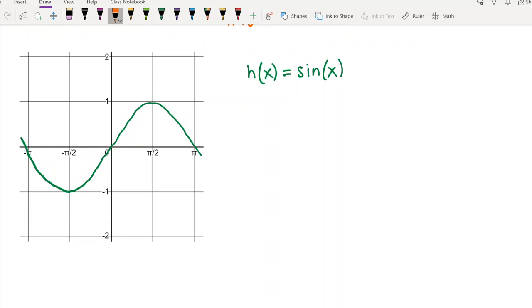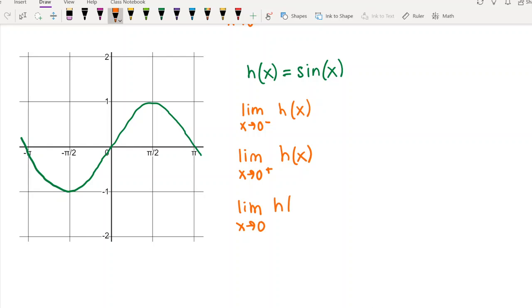So let's say we wanted to do all those limits. So the limit as x approaches 0 from the left, the limit as x approaches 0 from the right, the overall limit as x approaches 0, and then finally h of 0.